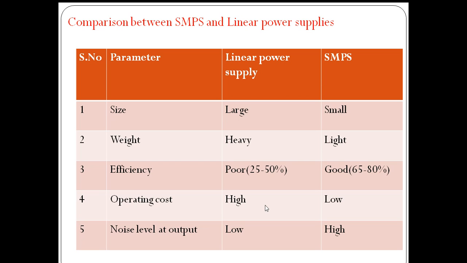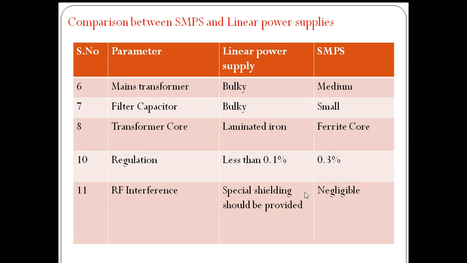The operating cost, because it consists of so many components, linear power supply operating cost is high, and in SMPS it is low. Noise level at output, some noise will be produced due to frequent switching of the components present in the SMPS, so noise level will be comparatively high there. The main transformer will be bulky in linear power supply, comparatively low in SMPS. Filter capacitor is bulky in linear power supply and is small in SMPS.